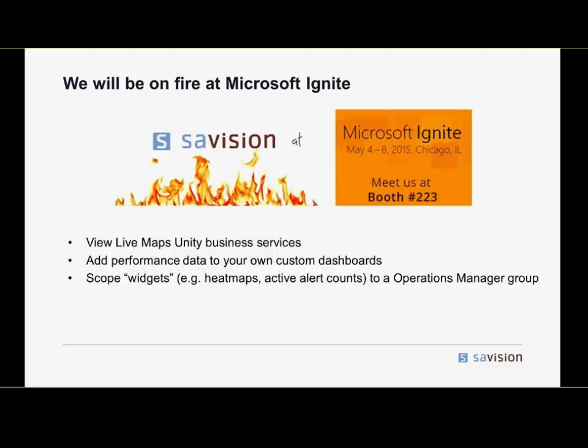So in that next version, you're going to be able to see business services from LiveMaps Unity if you're a LiveMaps Unity customer. You're going to be able to add performance data to your own dashboards. And you're going to be able to scope everything to a custom group. That was something we got a lot of requests from people to be able to do.